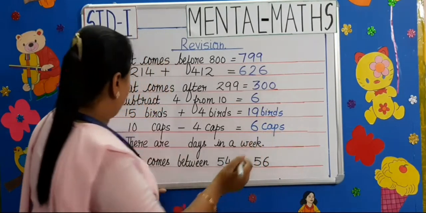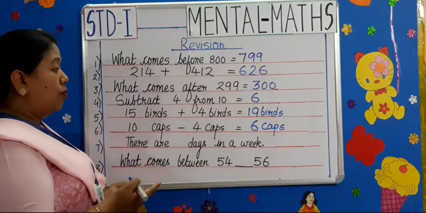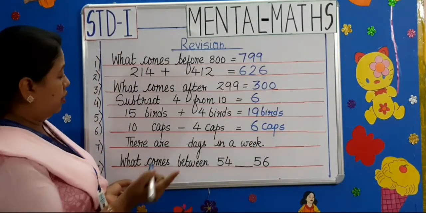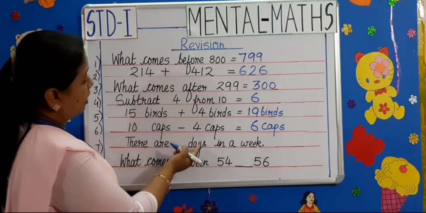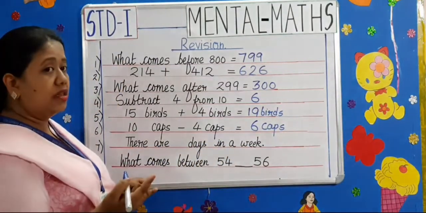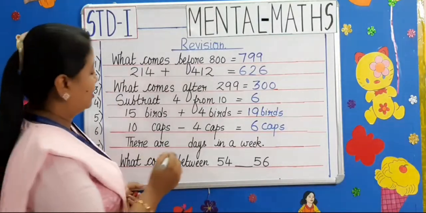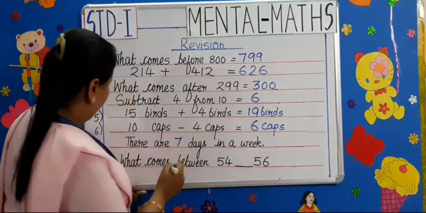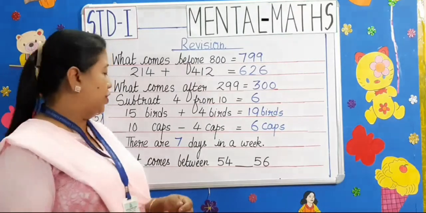Moving on to the next one, children. How many days are there in a week? There are dash days in a week. Tell me children soon, how many days are there? Yes, correct. 7 days. Moving on to the next question.